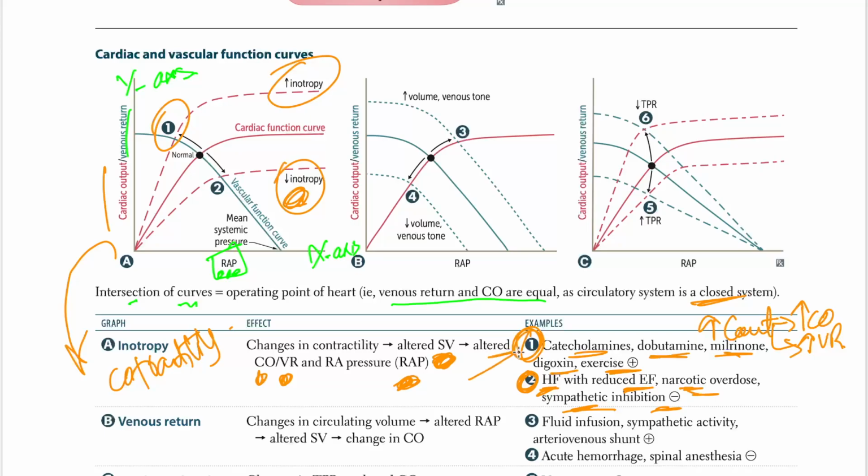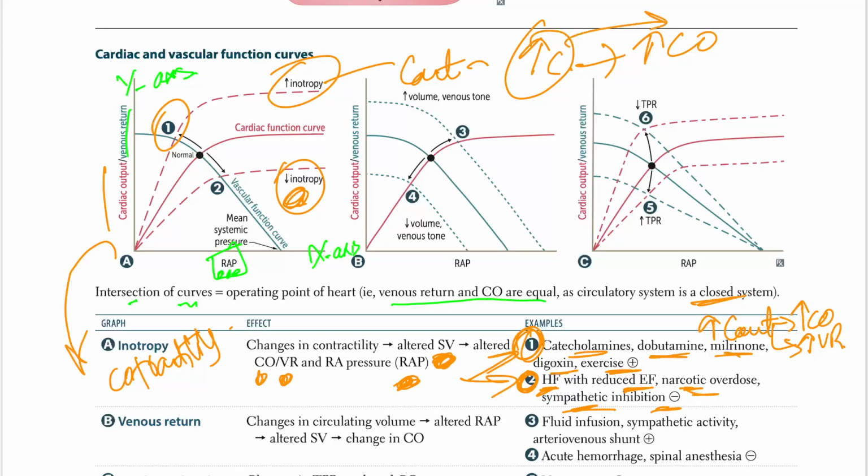So these are just the factors. Somehow, I think understanding is way better than memorizing. If you understand it, what is inotropy? Inotropy is contractility, and whatever would increase the contractility would increase the cardiac output, because as you contract, you increase cardiac output. What is cardiac output?